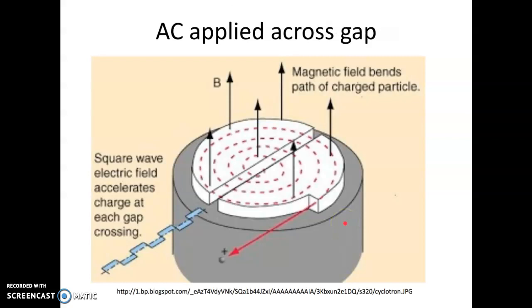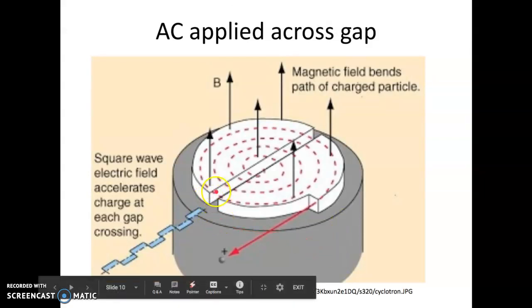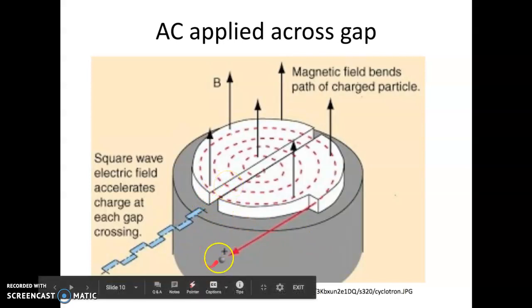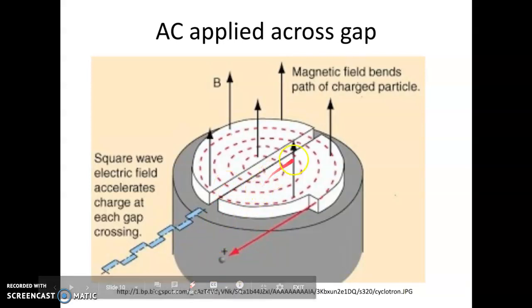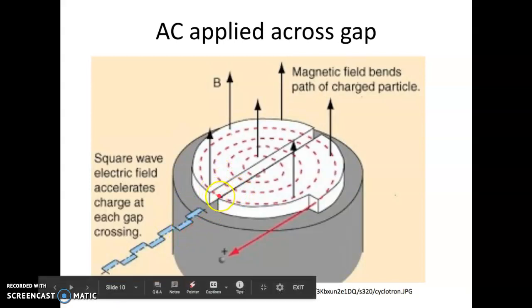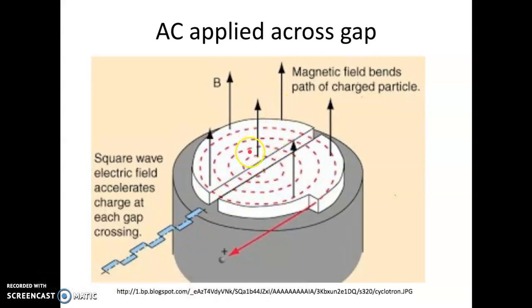The alternating current is there to accelerate the charged particles across the gap as they come out. Generally it's a proton which is accelerated, and each time it crosses then it goes positive to negative and then positive to negative over here. The reason they've got the alternating current there is to swap the polarity between the two Ds. The magnetic field, as you can see, is being shown that it's coming upwards through the Ds there.